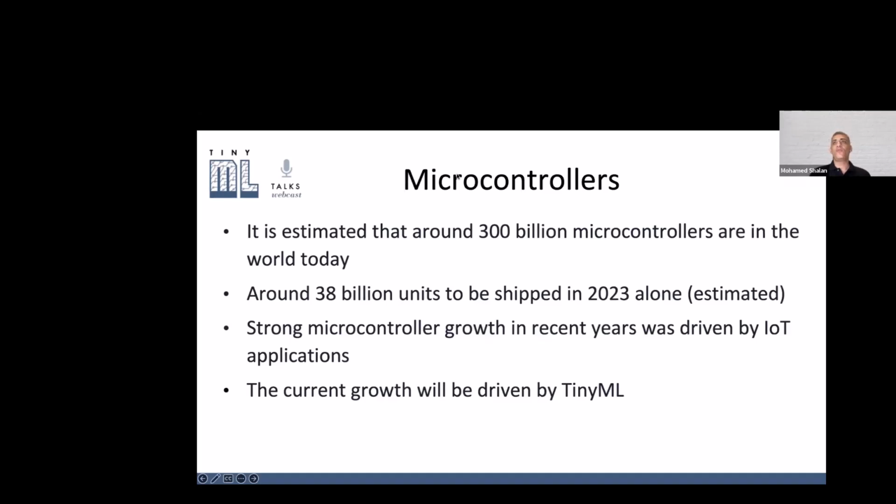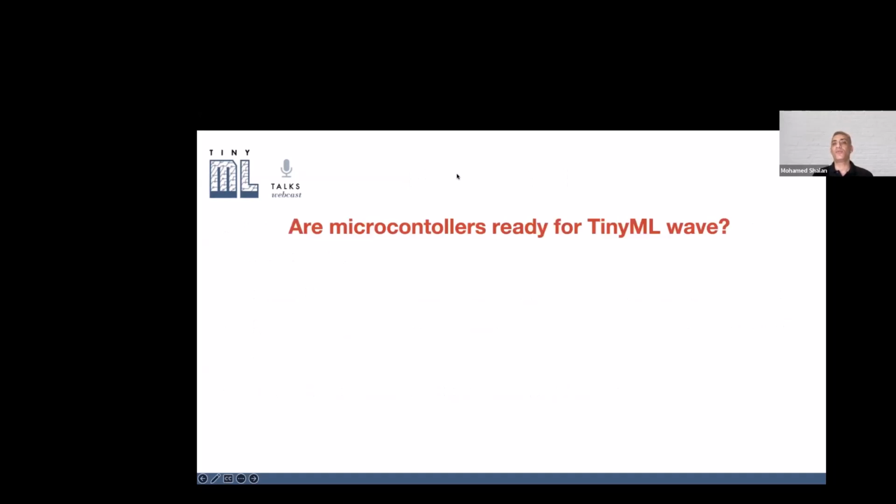As you all know, microcontrollers are everywhere, and they are these tiny brains that power things like cars and appliances, performing plenty of different functions. It's estimated that the number of microcontrollers out there is around 300 billion. tinyML is considered the current wave that drives the growth of the microcontroller sector. But the question is, are microcontrollers actually good for this and ready for the tinyML wave?